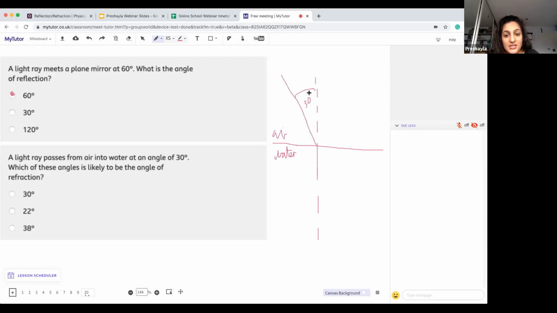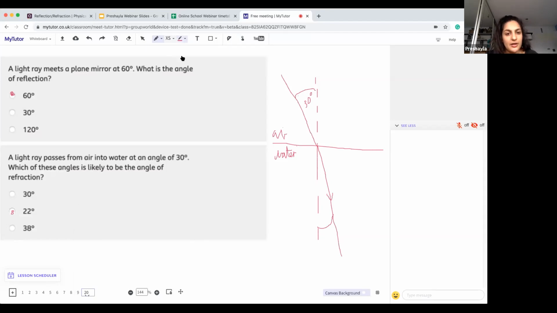Now, going from air to water, I know you've heard me say this a million times, it gets more dense. If it gets more dense, it goes slower. Slower matches with towards, so it bends towards the normal. Now, if it bends towards the normal, what we see is that this angle is actually much smaller than the incident angle, and so it's likely to be 22 degrees. Okay, so whilst we don't need to know how to calculate the angle, we can definitely say whether it's going to be smaller or bigger.